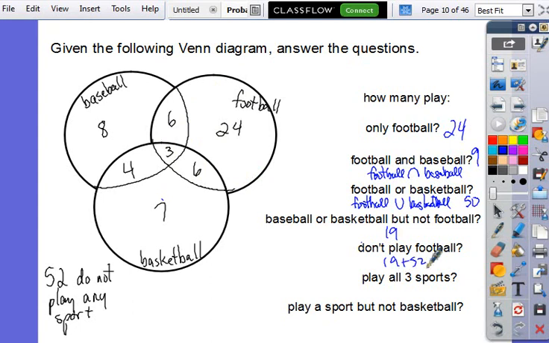Let me go ahead and write this in there. 8 plus 4 plus 7 there. Play all 3 sports. If it's all 3, that's what's talking about in the middle. Play a sport, but not basketball. 8 plus 6 plus 24. 44? I'm going to say 38.